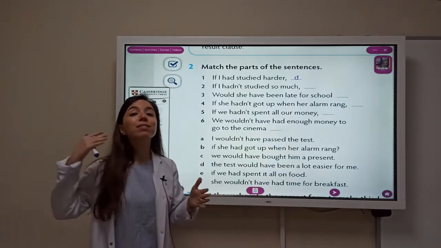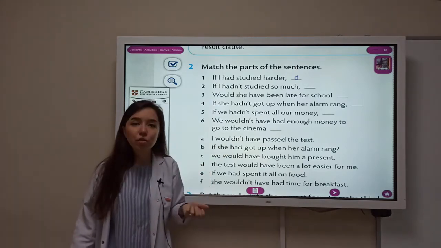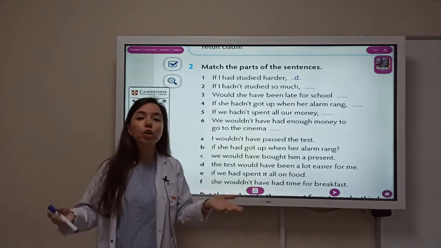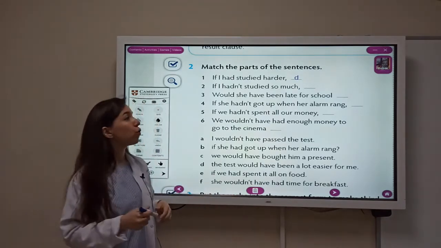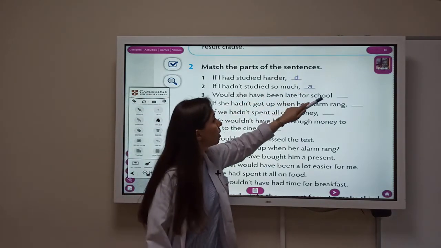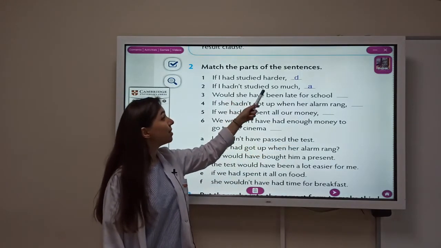It's not about the future time. It's just about the past time and unreal situation. Because in the past I didn't do it. She, he, we, you didn't do it. So the result is going to be imaginary. Please don't forget this. If I hadn't studied so much, I wouldn't have passed the test. If I hadn't studied so much, I wouldn't have.